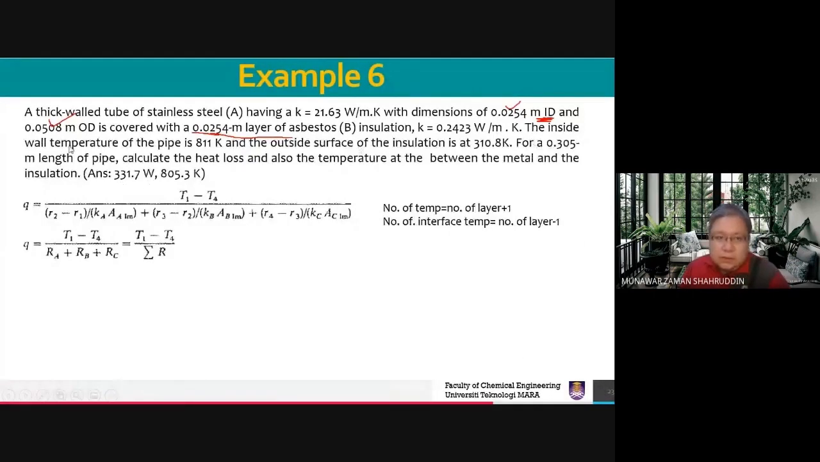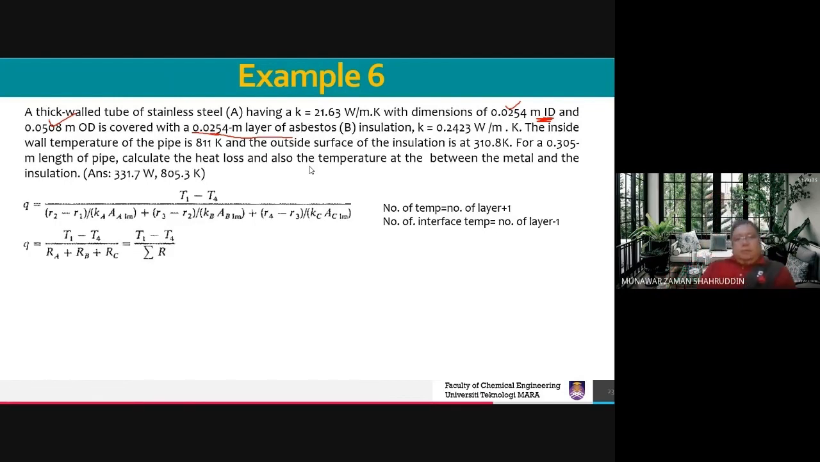So the inside wall temperature is 811, outside is 300.10.8, and you have this length of pipe of 0.305 meter, and they ask you to determine the heat loss and also the interface temperature. Okay, so easy, very easy.